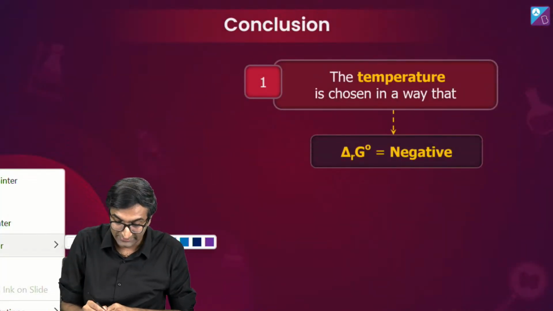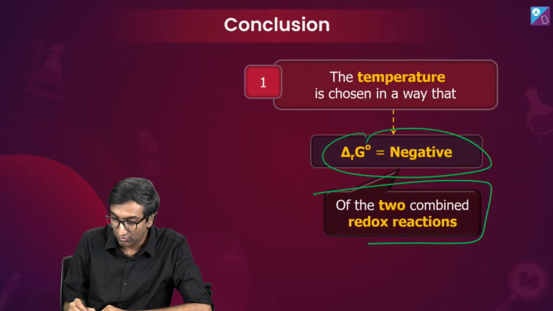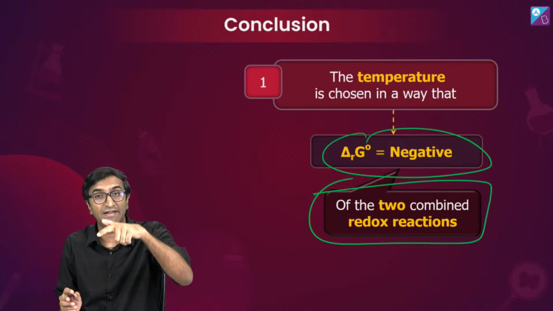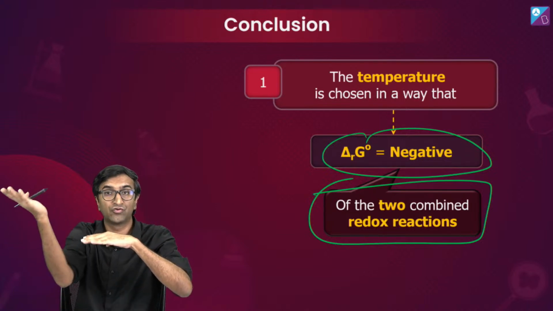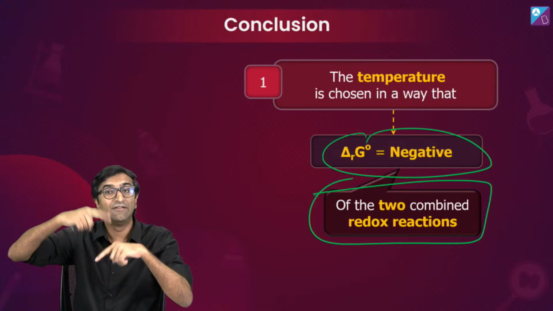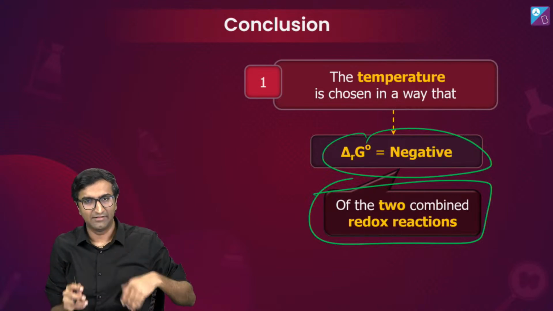You choose a temperature such that delta G is negative for the whole reaction, which is one reaction and the other one is reversed. Which one is reversed? जो ऊपर वाला reaction है उसको हम लोग reverse करते हैं, नीचे वाला as it is रखते हैं, ताकि when you subtract, even after that delta G total is negative. एक important idea जो NCERT में लिखा था.